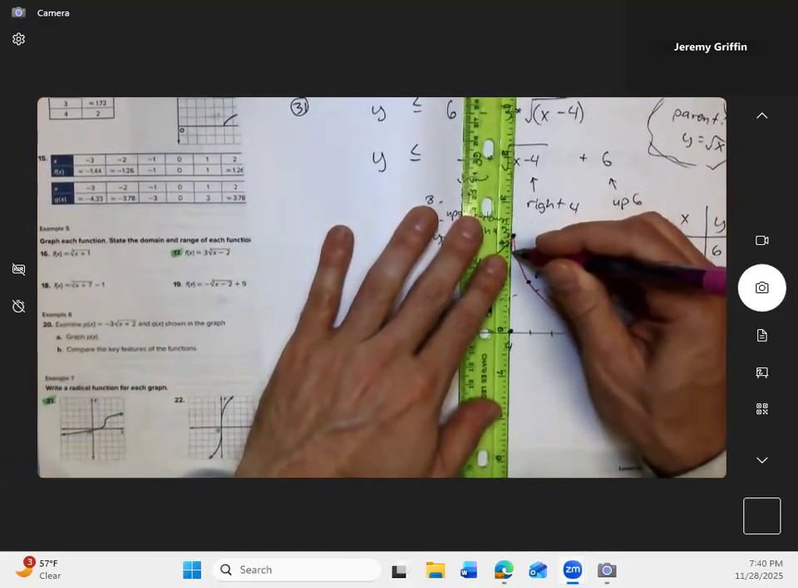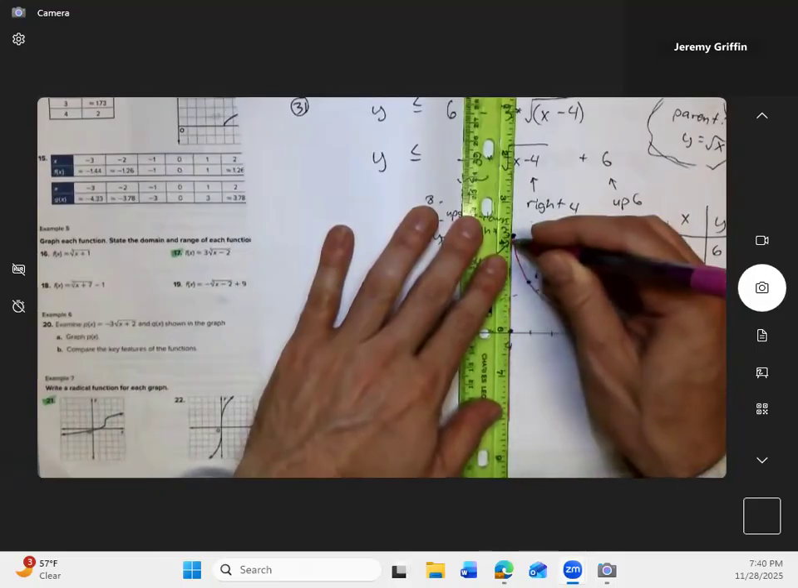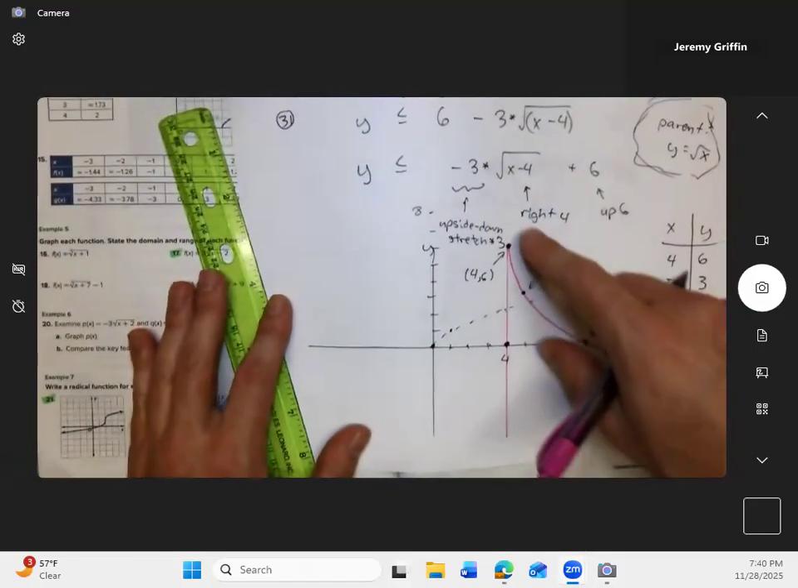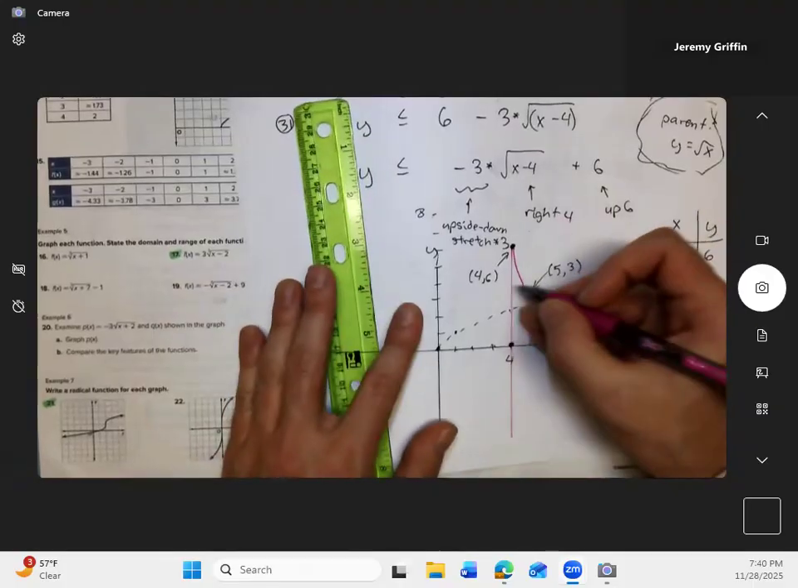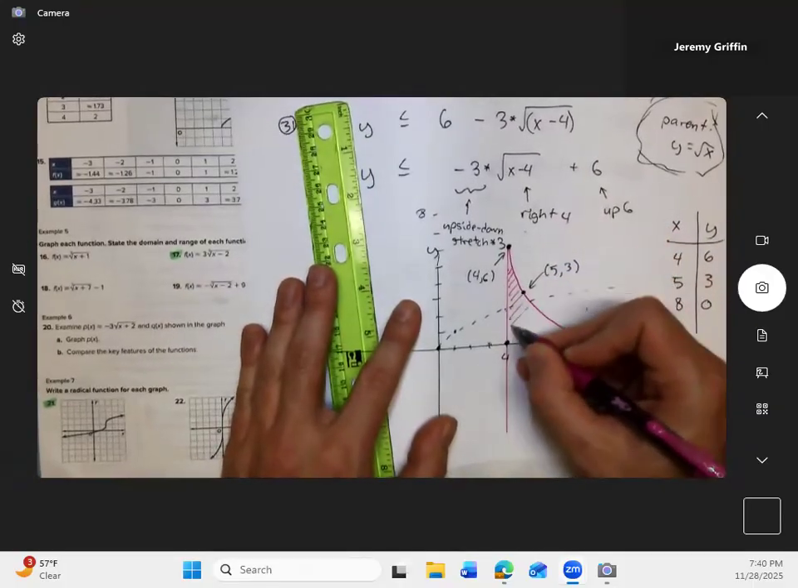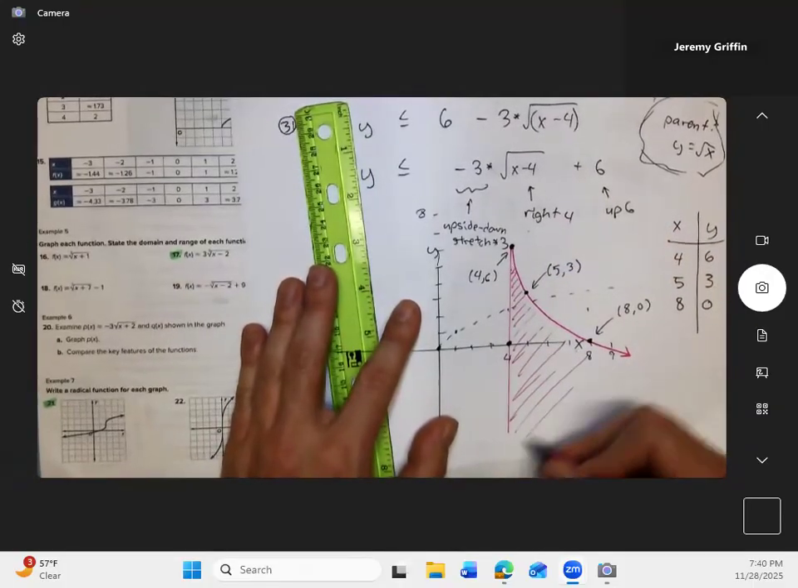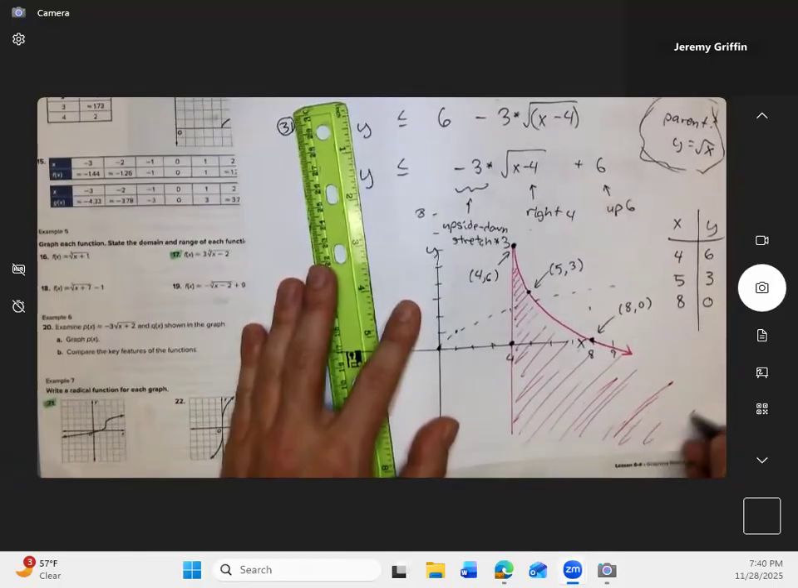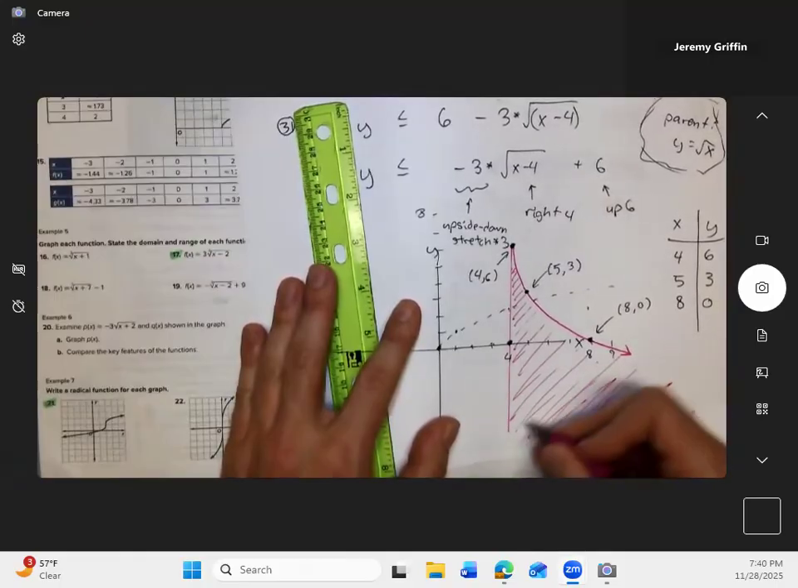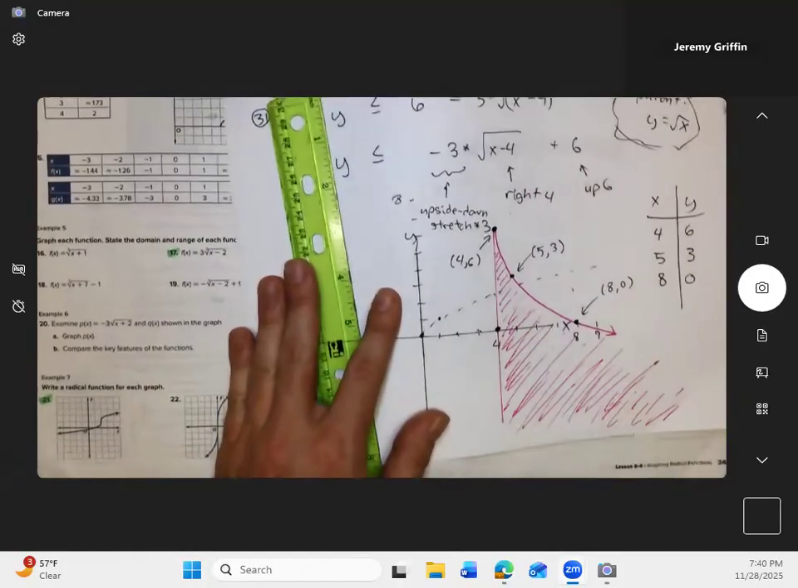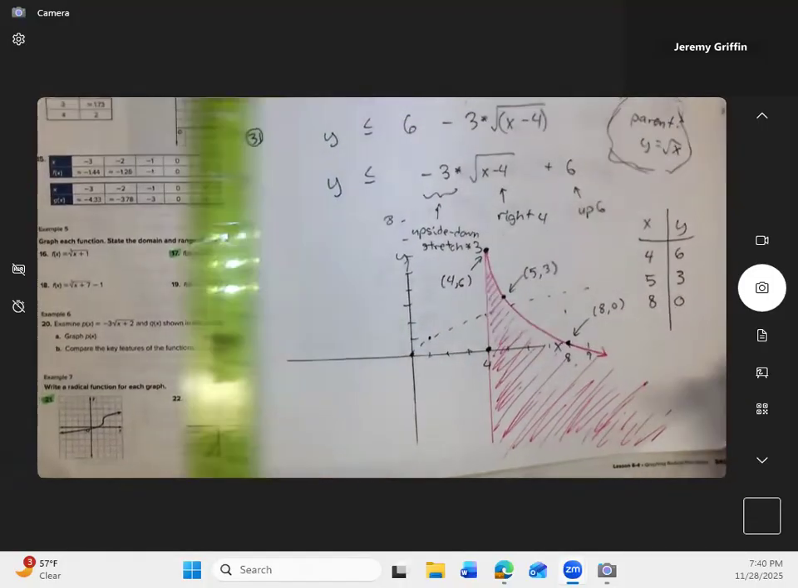Well, there is a domain restriction, right? So x cannot be anything less than 4. x is allowed to be 4 or bigger, and then the y value is allowed to be anything less than this. So I need to hatch in all this right here, and on it goes. There you go. So there's your full inequality.